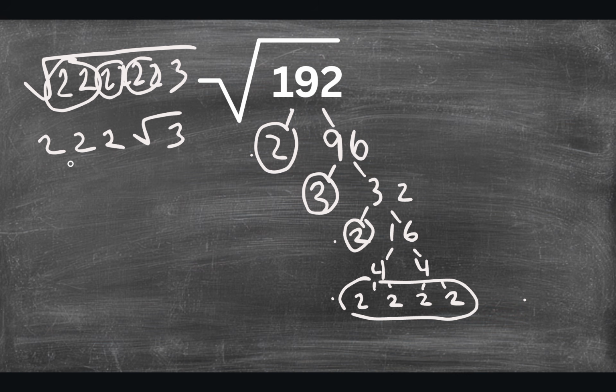So now we can multiply these together. 2 times 2 is 4, 4 times 2 is 8. So here it is simplified, 8 square root 3.